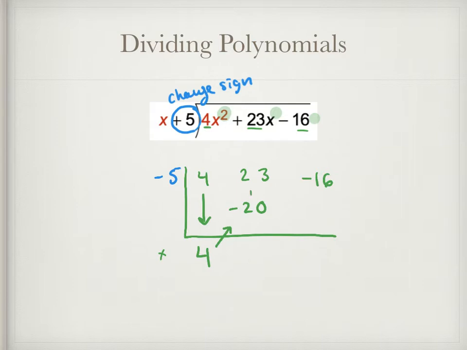Then we add the two things on the inside together. So it's 23 minus 20, which is 3. And then again, that 3 is on the outside, so we multiply that by the negative 5. So it's negative 5 times 3, negative 15, and we put that there. And then what is negative 16 minus 15?